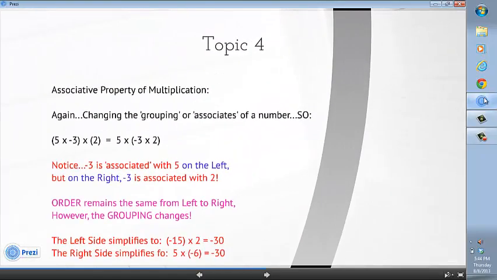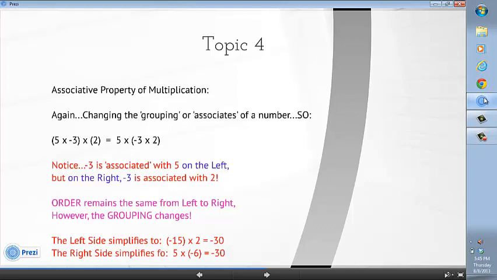The last property is the associative property of multiplication. And again, when you change the grouping or the associates, the order stays the same, but you've shifted or changed the grouping symbols. And so again, if you look at this with multiplication, the left-hand side would ultimately be a negative 15 times 2, which is a negative 30. But the right-hand side would be 5 times a negative 6, which is a negative 30. So yes, because the sides come out to be arithmetically equivalent, then we know that the associative property does work.